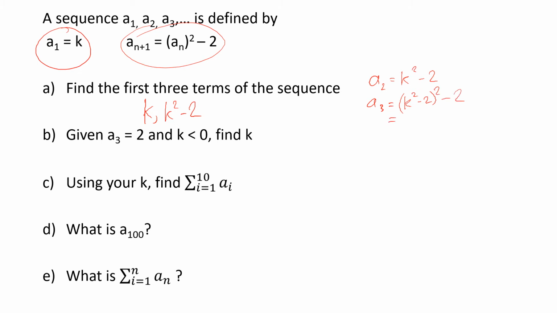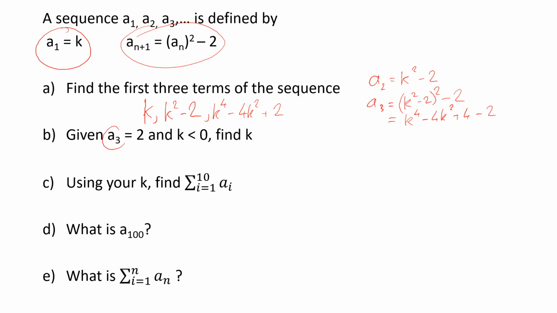Now, I probably want to tidy that up a little bit. If we expand that bracket, and then take away the 2, we'll get ourselves to k to the 4 minus 4k squared plus 2. Okay, it only says to do the first 3 terms, so we don't need to keep going, which is good, because that looks like it's going to get ugly fast. Let's go on to part B.